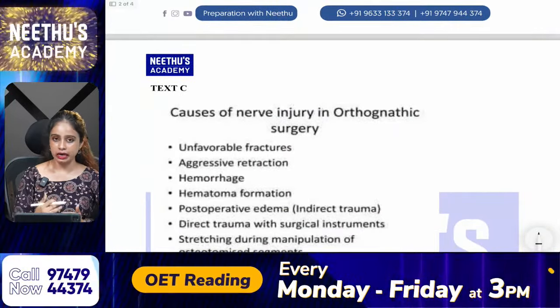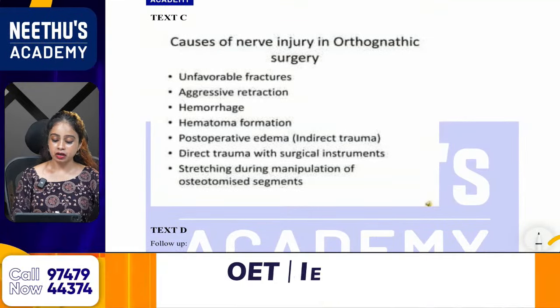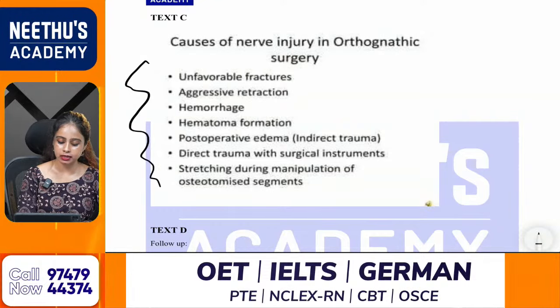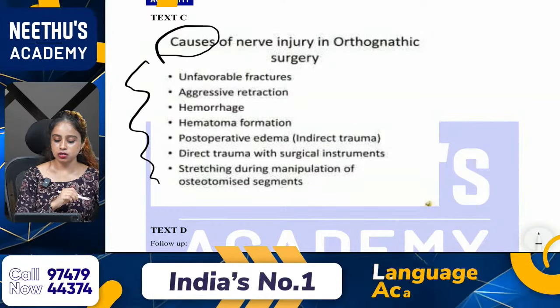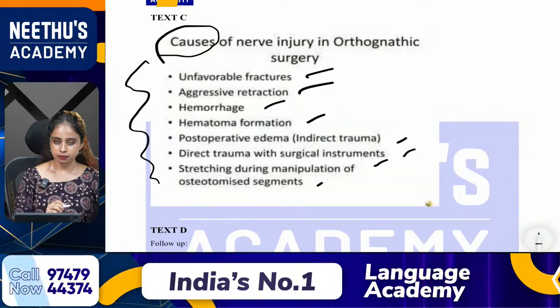Then we are moving to the next text. So that is text C, causes of nerve injury in orthognathic surgery. They have mentioned a lot of factors here regarding the causes. So just read carefully what they are.